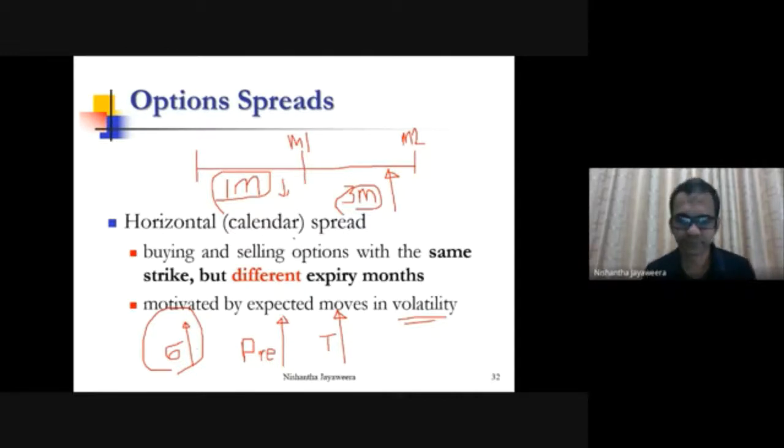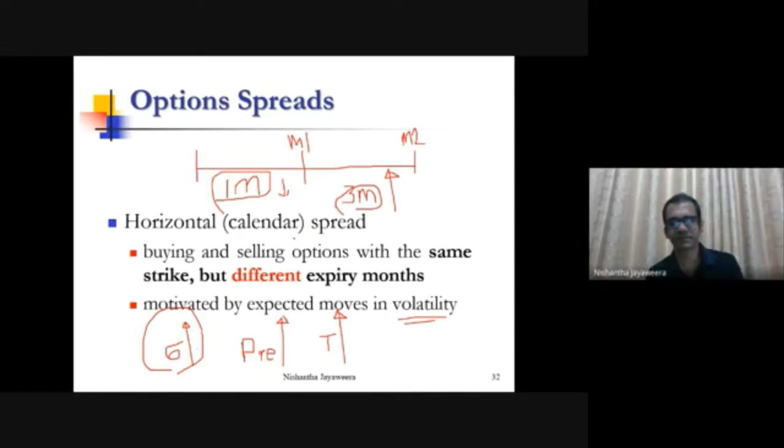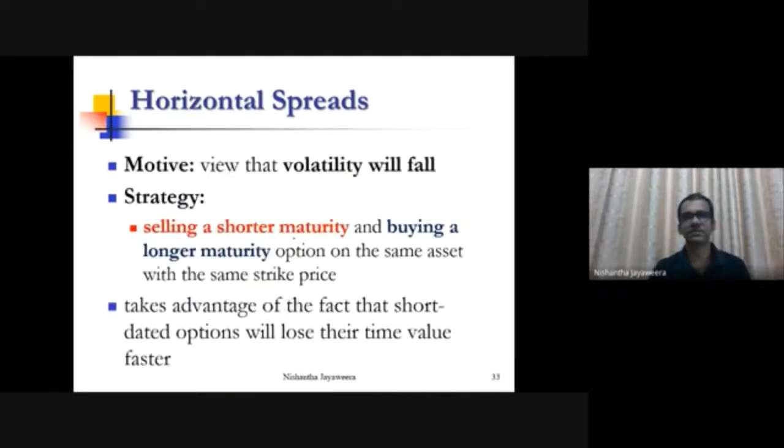Sorry? Buy the 3 month option and sell 1 month. That is the whole story. Depending on your view on the volatility for different time frames, you buy or sell options with different maturities. So this is a very general case.